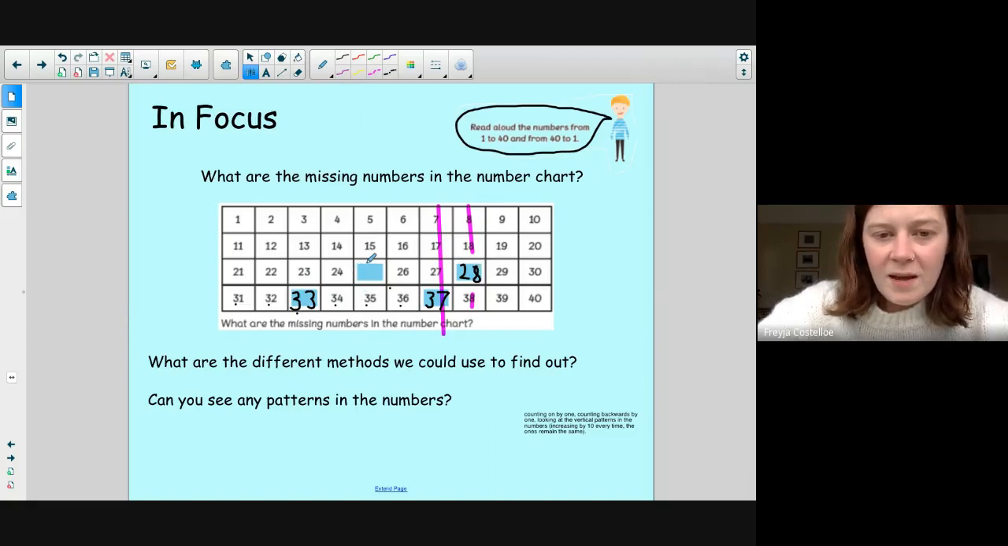What about this one here? Our ones are 5s. Let's look at our tens then. So we know our ones are going to be a 5. And again, we are in the 20 line, aren't we? 21, 22, 23, 24. So we've got 2 tens there, which give us 25.